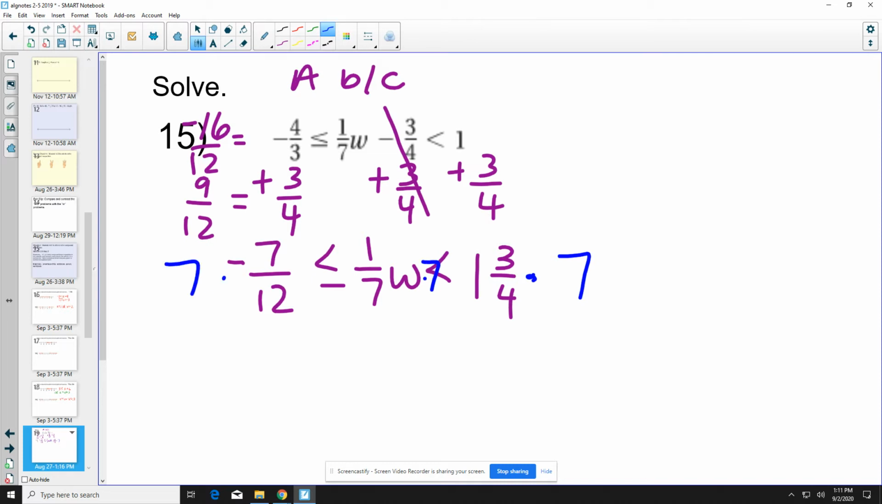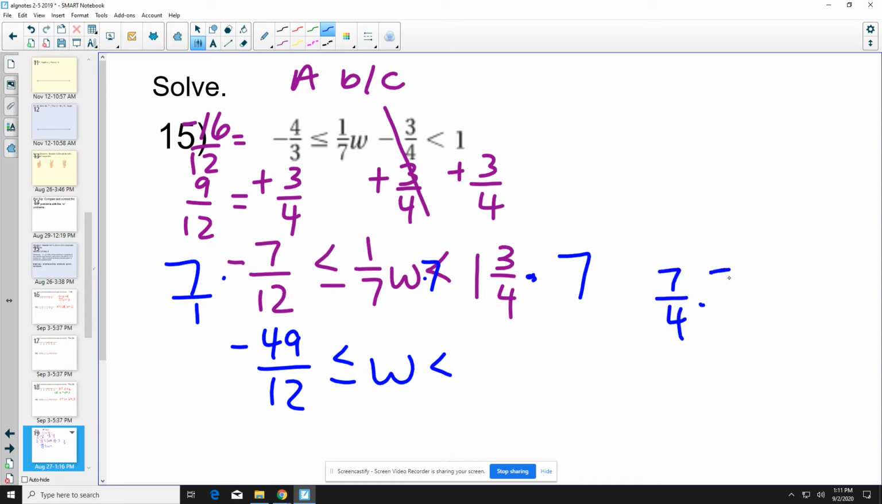When I do this on the left, I can't cancel my 7s because they're both in the numerator. I'm going to get a -49/12 because that's 7/1. The middle would be w. And on the right, what I'm going to have to do is make 1 3/4 improper. 1 times 4 is 4, plus 3 is 7. This would be a 7/4 times 7/1. That would be a 49/4.